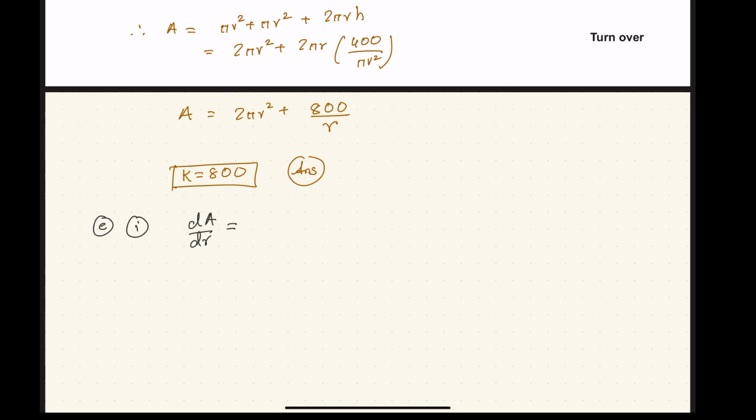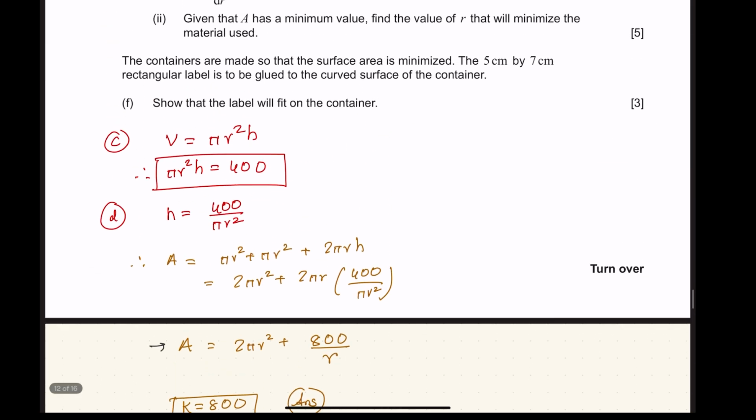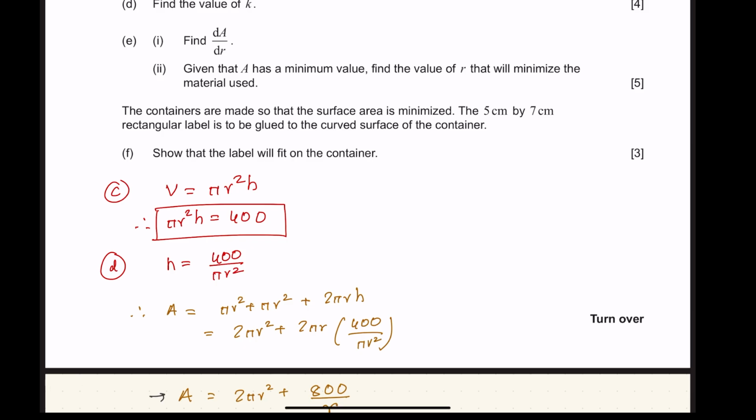So if I just differentiate this expression here, d/dr of 2 pi r squared plus 800 by r, it equals 4 pi r minus 800 by r squared. This is dA over dr. Done. That's all about E1. Given A has a minimum value, find the value of r that will minimize the material used.